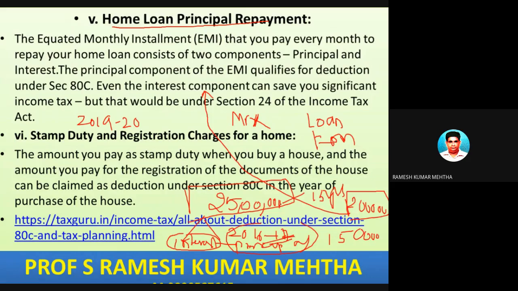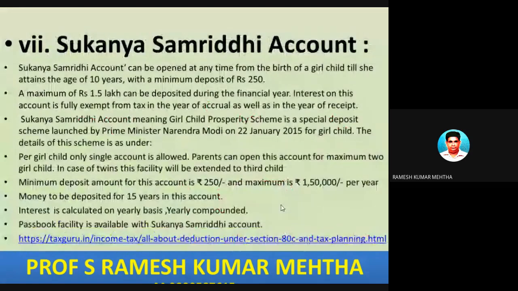Next one is Sukanya Samriddhi account. This is the next item which falls under the list of investments under section 80C.